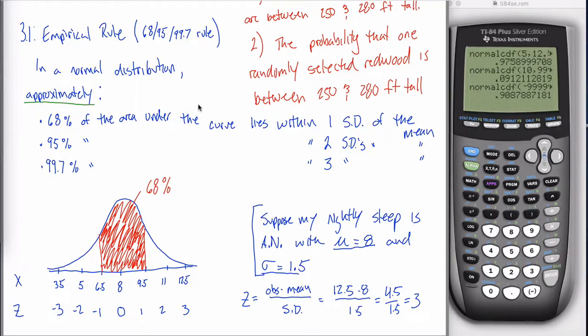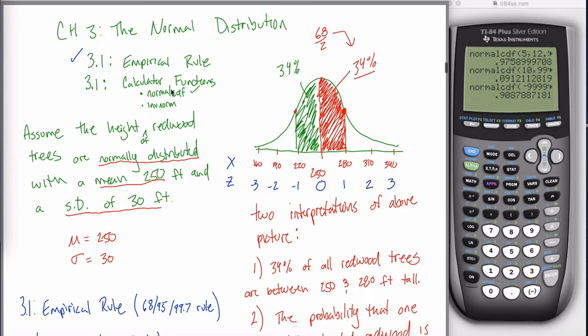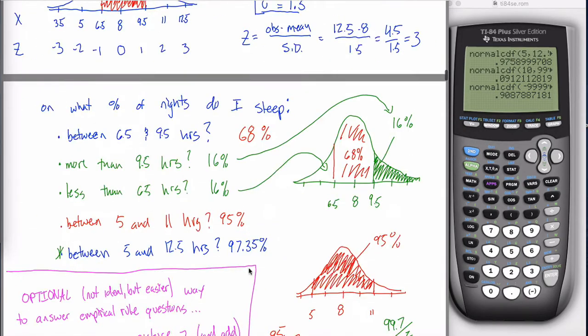All right, in the last video, we talked about how some of the questions that were asked in the empirical rule section can be answered without using the empirical rule. Maybe you could argue more efficiently answered by using calculator functions. Here we go. There's two calculator functions. In the previous video, I only showed you one of them, the normal CDF function. Turns out, depending on the question that's asked and the information that's given, sometimes you won't use the normal CDF function. You'll instead use the inverse norm function.